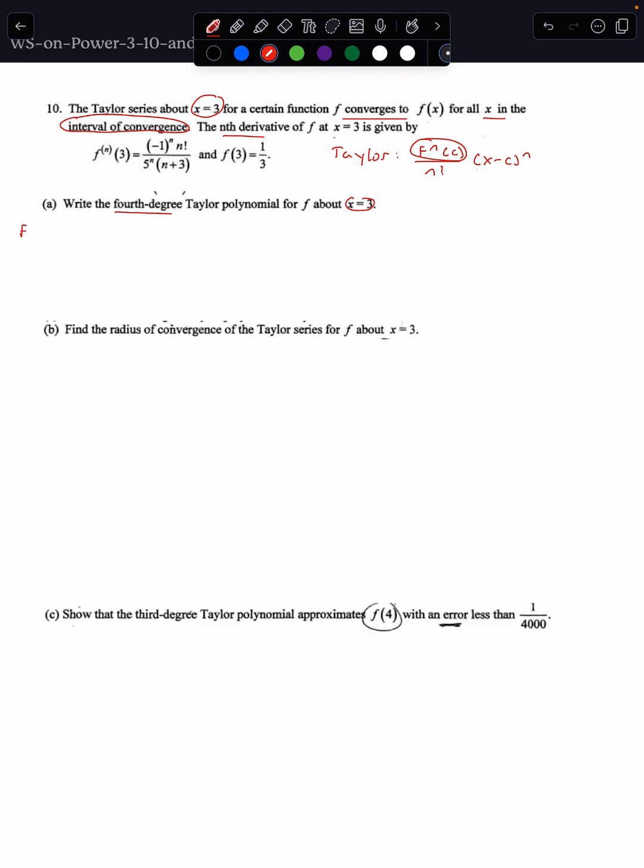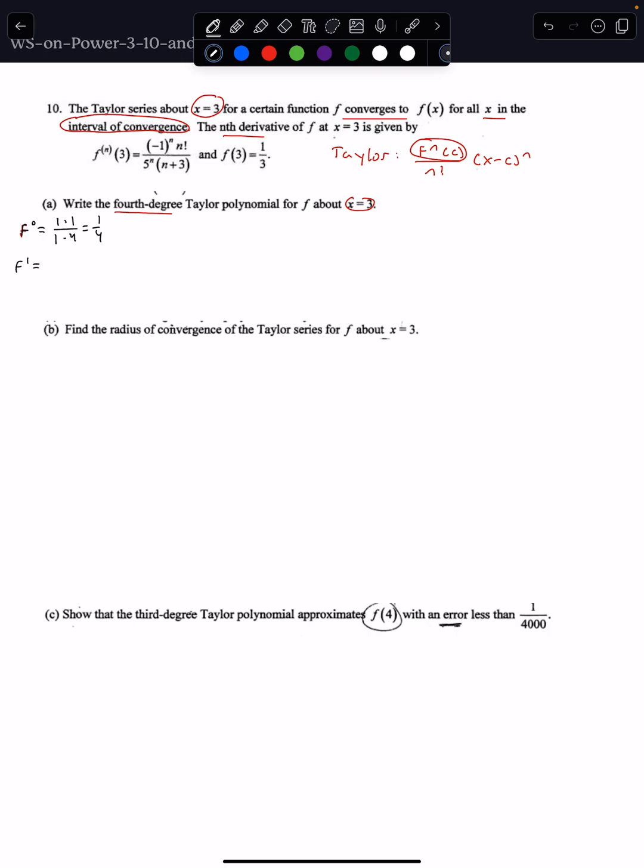So we're going to start off with the value of the zeroth derivative. I'm just going to plug it into the function that they give us. Remember, this is giving us the value of the nth derivative. Plugging in the 0, we get negative 1 to the 0, which is 1, 0 factorial, which is 1, 5 to the 0, which is 1, times 4. And this becomes 1/4.